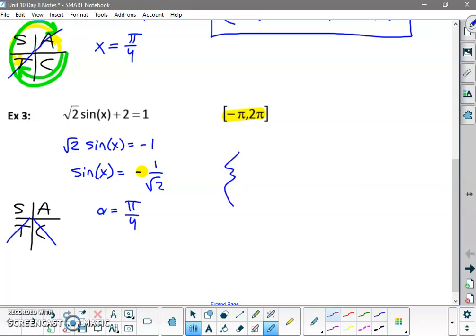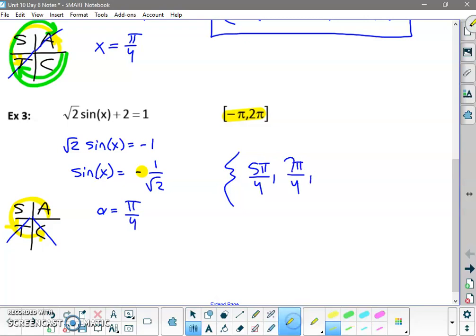So let's start building our solution here. I like to do the positives first. You don't have to do it this way, but I want a pi over 4 going the positive direction in the third quadrant. So that's 5 pi over 4. Let's keep going. If we go into the fourth quadrant, my pi over 4 family, that's going to be 7 pi over 4.